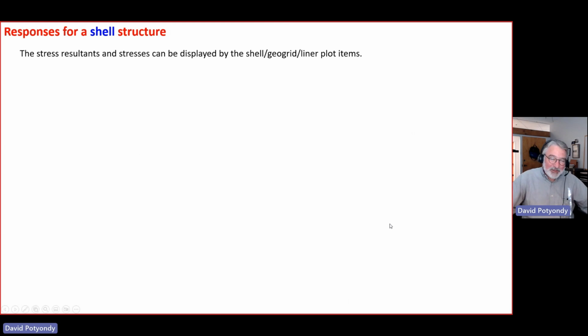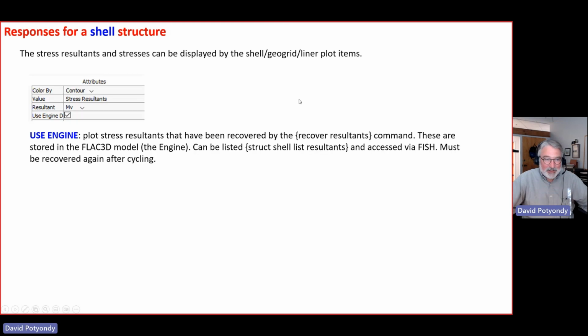Now we can display these stress resultants and we can also display the stresses using the appropriate plot items that you see there. Okay. And there's one additional issue related to that, which is there's a little checkbox here when you're plotting contours of stress resultants. It says use engine.